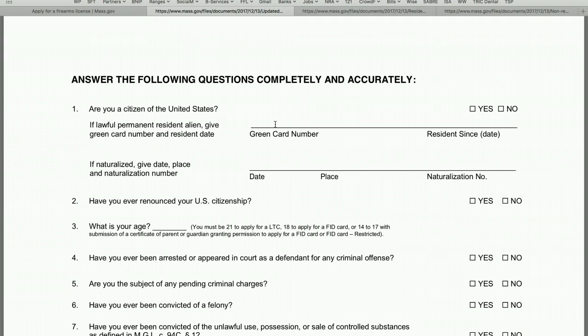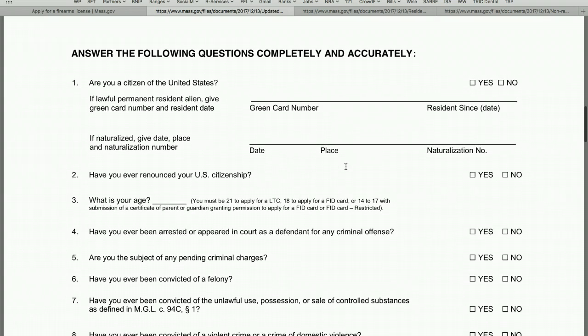So right here, you got your green card number if you have one, and then you can say you've been a resident since yada yada yada. So for me, I was naturalized through my parents when my parents became citizens. Because I was so young, I was naturalized, and then I had a naturalization number, and then I had to write down the location where it was at. So this is what I have done when I applied for my license to carry.